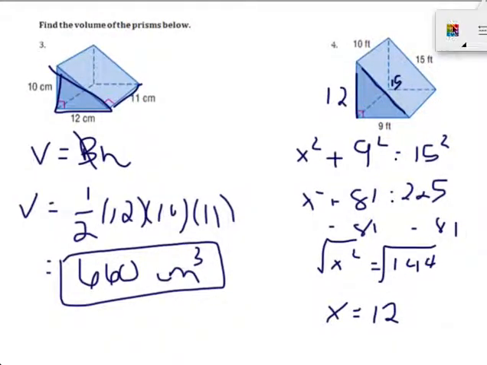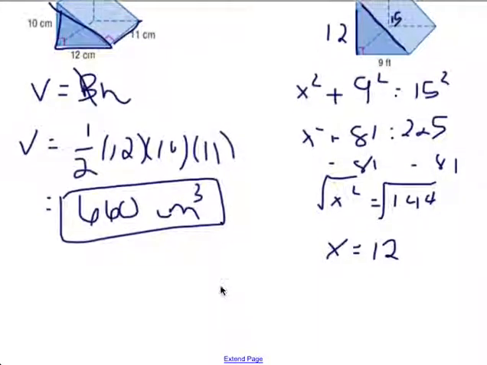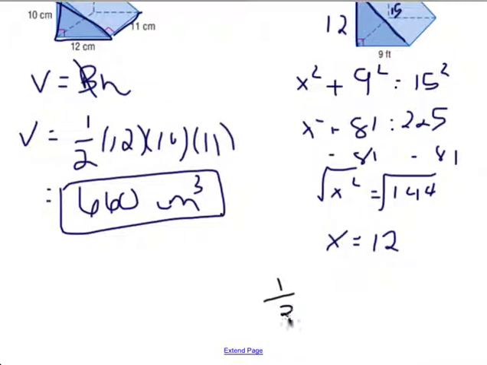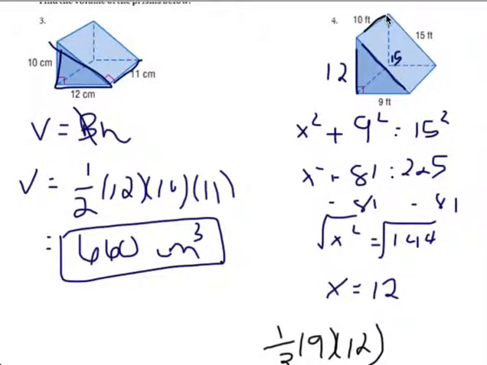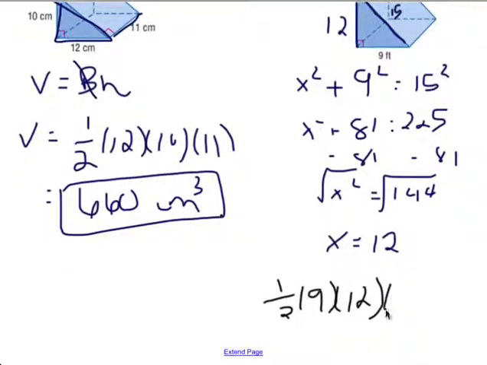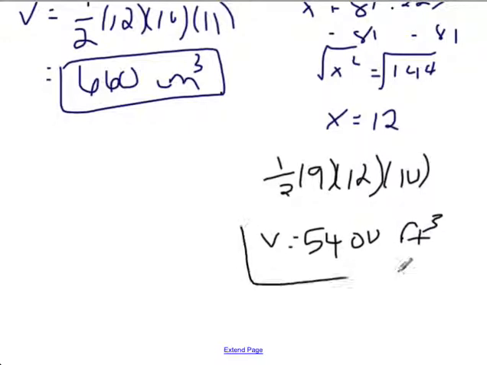Now I'm ready to calculate the area of my triangle. The area of my triangle is going to be 1/2 times my base, which is 9, times the height of the triangle, which is 12. Now I need to multiply it by the height of the actual prism itself, which is 10. So in my calculator, I have 1/2 times 9 times 12 times 10, and that's going to give me a volume of 5,400 feet cubed for number 4.